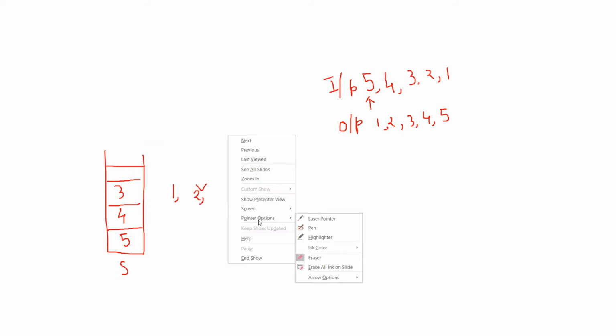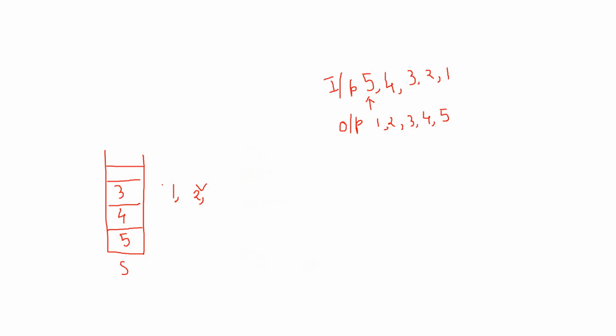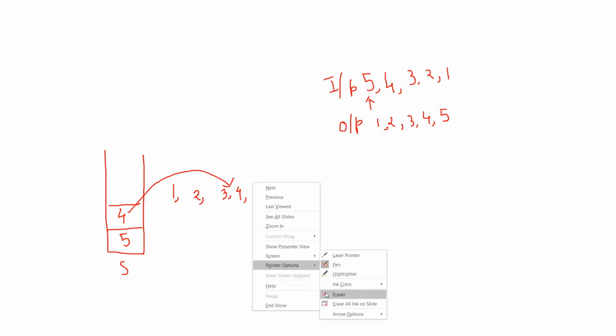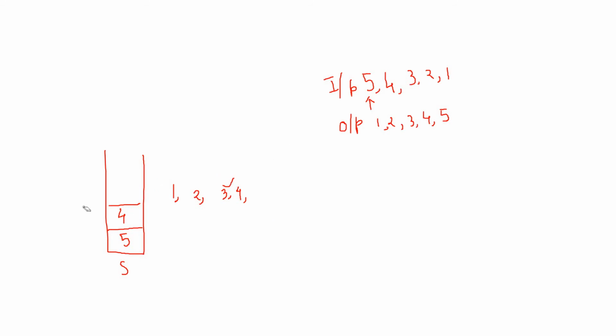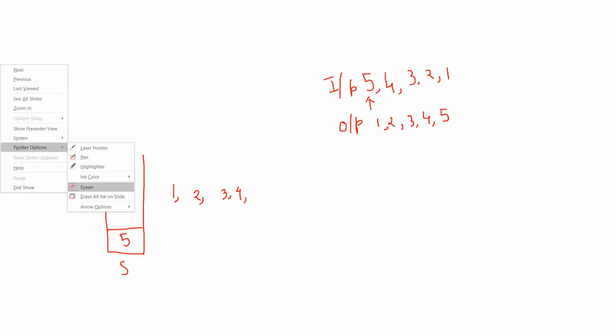Now the next element that will come if we apply the pop operation is 3. So 3 will come out, and we can simply erase the element 3. Then again if we apply the pop operation, 4 will come out. So we have simply pushed all the elements and then we are applying the pop operation. And if we apply one more pop operation, what will happen?